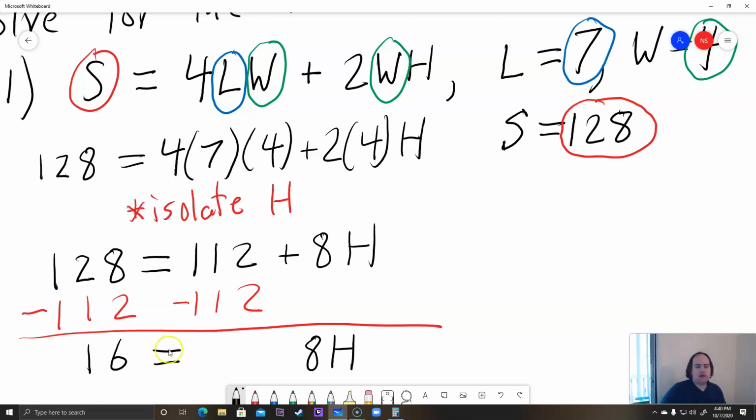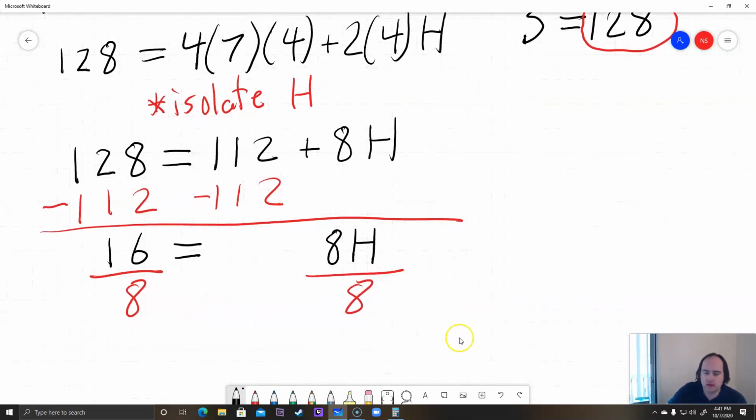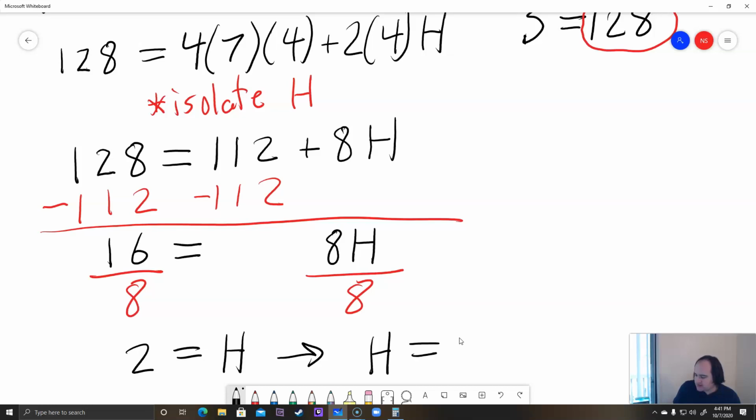Okay, and then to solve for h, we have to get rid of this 8, and the opposite of multiplying by 8 is dividing by 8. So we're going to divide both sides of this equation by 8. So on the left side, 16 divided by 8 is 2. So we get 2 equals h. Okay, so our answer is 2 equals h, or if you switch the order around, it says h equals 2.